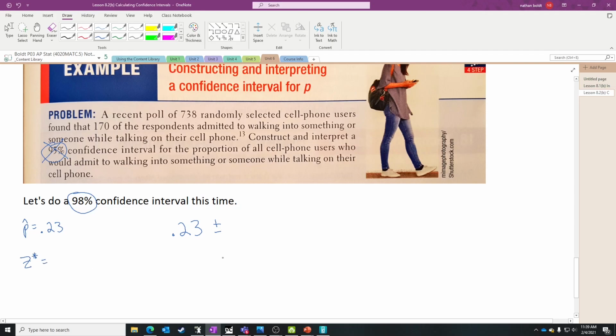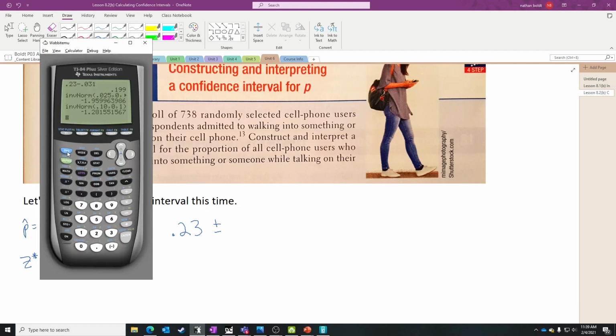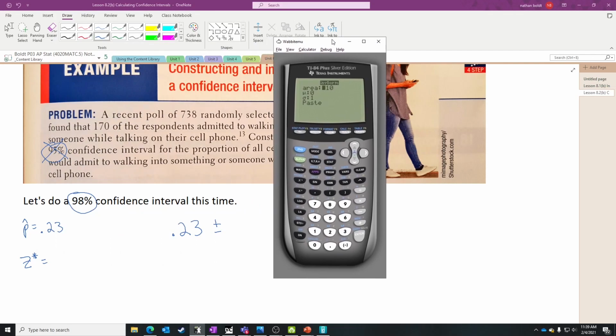All right, what is my Z star number going to be? How many standard errors am I going out? How many standard deviations am I going out? So I go to my calculator. I go inverse norm here. All right, so if I have 98% in the middle, that's 1% on either side, right? So I'm going to go 0.01. There's 1% on either side. This is the area to the left I'm actually typing in here. Mean of 0, standard deviation of 1. Paste that in. Enter, enter.